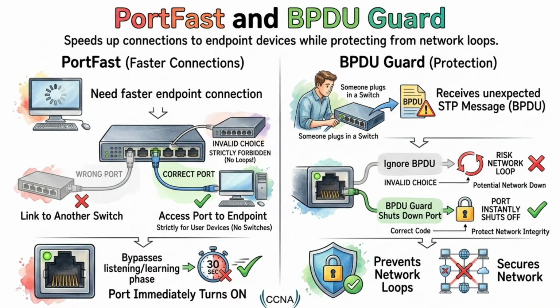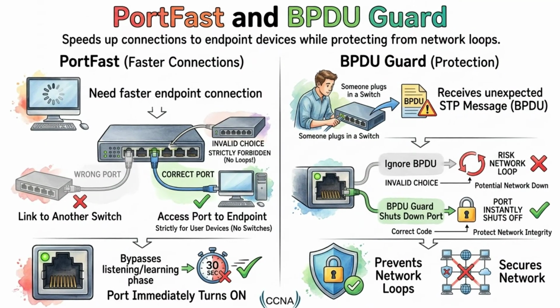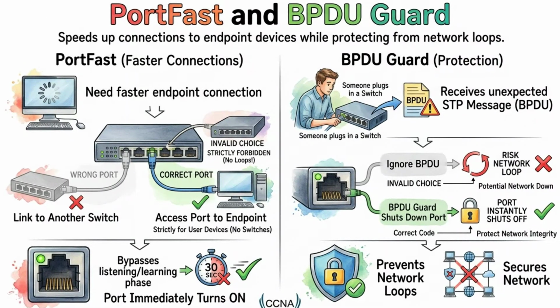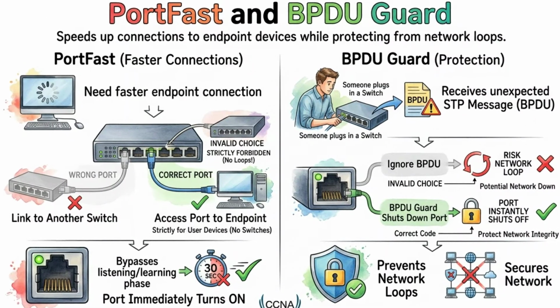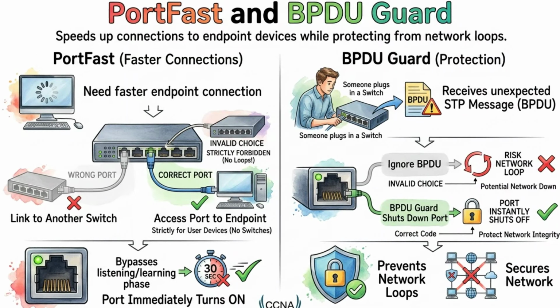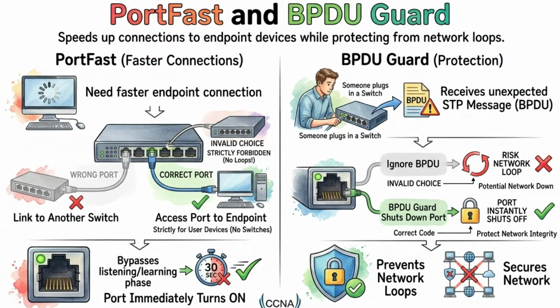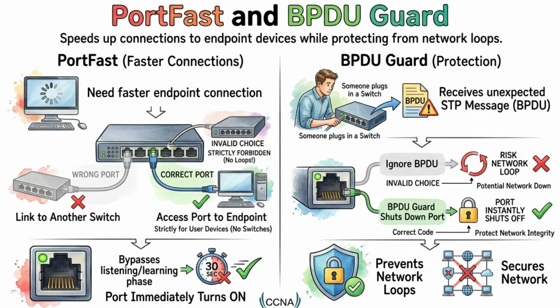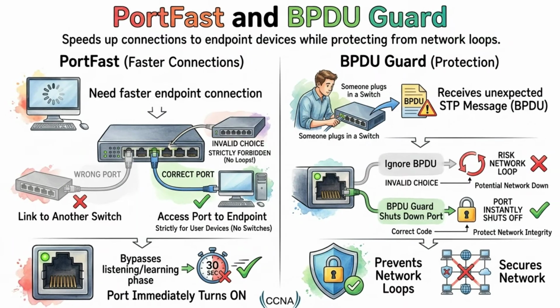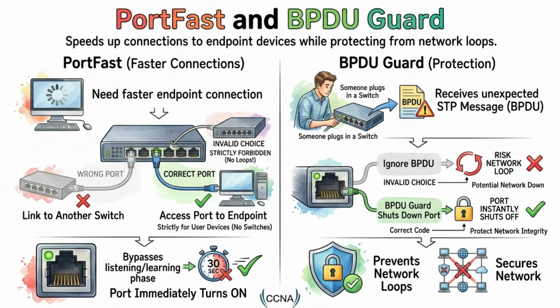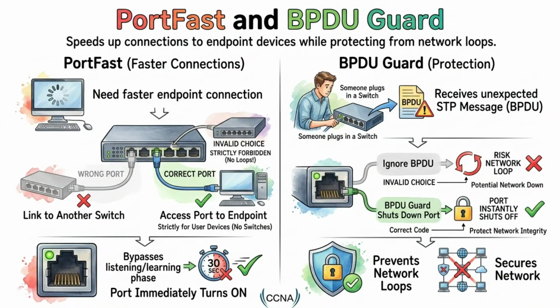To further speed up network connections for endpoint devices, administrators use a critical STP feature called Port Fast. When you enable Port Fast on an access port connected to a single computer, you are telling the switch to completely bypass the normal 30-second listening phase and turn the port on immediately. However, to prevent someone from accidentally plugging a switch into a Port Fast enabled port and causing a loop, we always pair it with a protective feature called BPDU Guard.